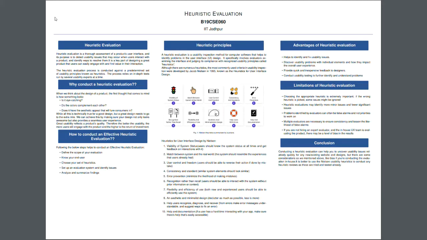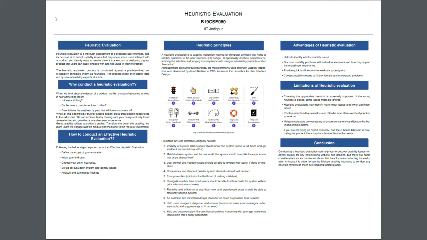And now coming to the point, how to conduct an effective heuristic evaluation. I have mentioned a few steps, and using these steps, you can conduct an effective heuristic evaluation. Those steps are: define the scope of your evaluation and know your end user. Choose your set of heuristics. Choosing your set of heuristics is an important thing, and using already existing heuristics is better. Then set up an evaluation system, identify issues, analyze and summarize findings.